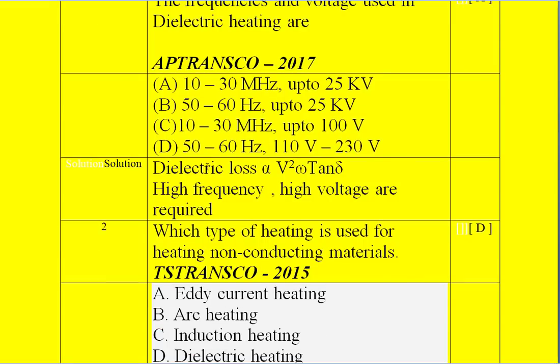And we can also see that dielectric loss is directly proportional to V square omega tan delta. So it definitely needs high frequency and high voltage to get more heat produced.